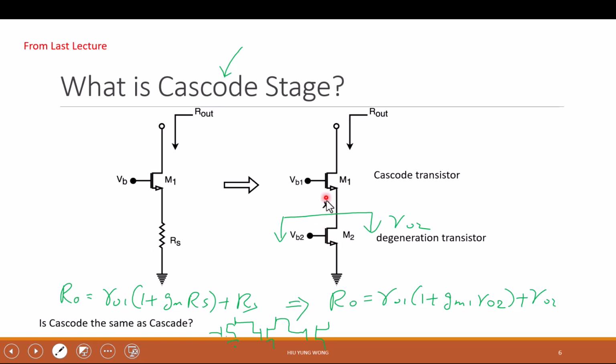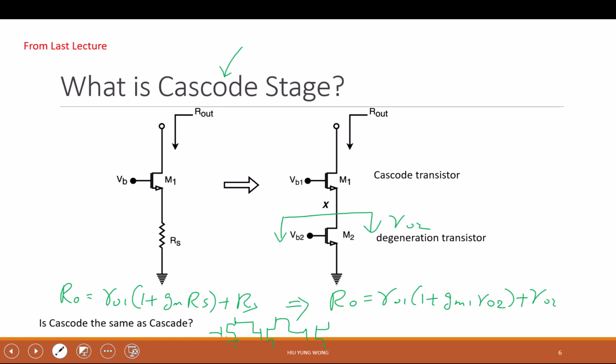So the cascode is that I stack two transistors on top of each other, right? So this is the source, and this is the drain, right? And then you stack that. Why do we want to do that? Because we have learned about common source with degeneration. And what is the purpose of common source with degeneration? Do you remember? What's so special about common source with degeneration? You have a lower gain.